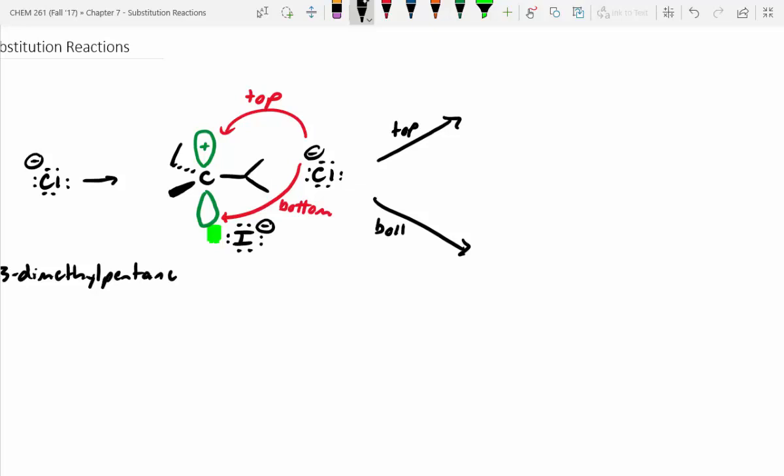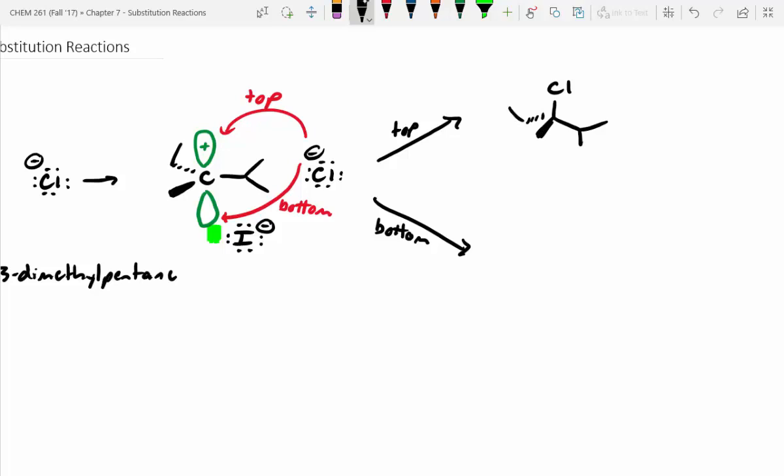And then I'll write bottom down here. All right, so for the topside attack, I now have a chlorine coming off the top. The isopropyl group is now going to be sticking down like that. The methyl group's still going to be a wedge, and our ethyl group's still going to be a dash.